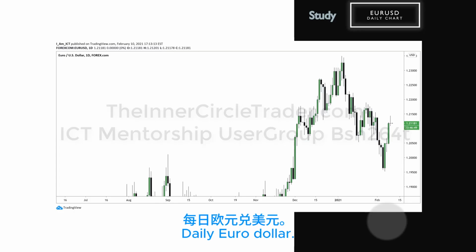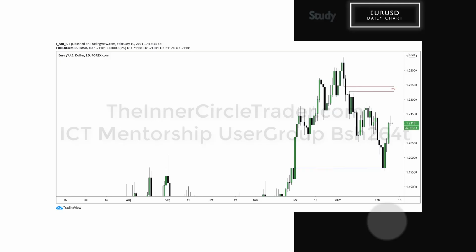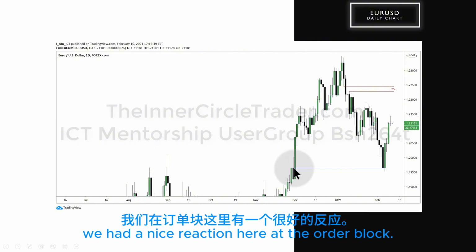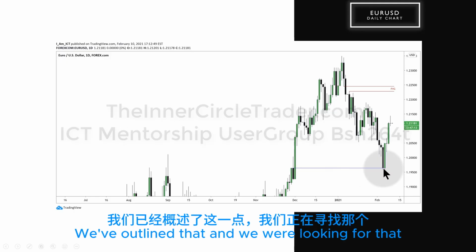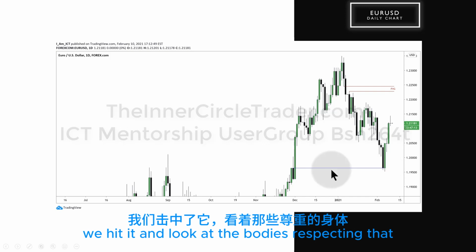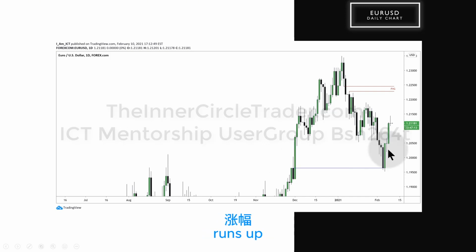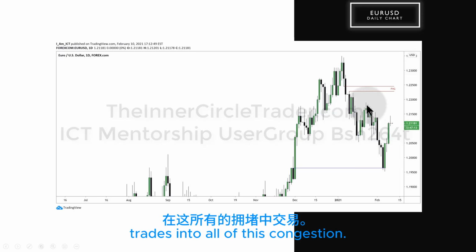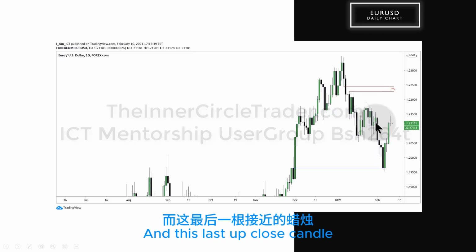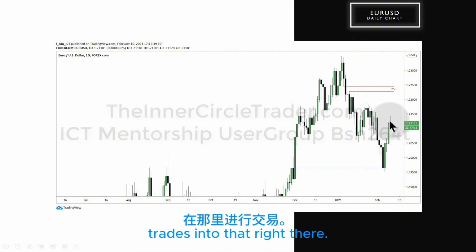All right, daily euro dollar. All right, so I'm going to keep it real simple, real clean, and we'll come back to this chart in the lesson. But we had a nice reaction here at the order block. We've outlined that, and we were looking for that when it was up in here. We hit it, and look at the bodies respecting that. Handsome. Runs up, trades into all of this congestion, and this last up close candle trades into that right there.